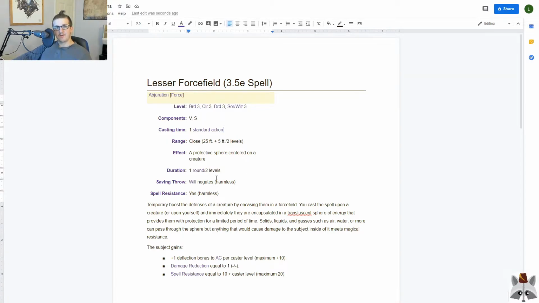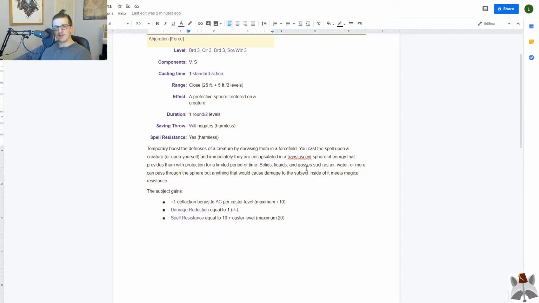So it's 1 round if you cast it at 3rd level, 2 rounds if you cast it at 5th level, and so on. Saving throw, will, that would be a wisdom save. And then spell resistance, yes, harmless. I don't really know exactly what that means. I know what spell resistance in 5th edition is, but otherwise, let's read the spell as it's written in 3.5.